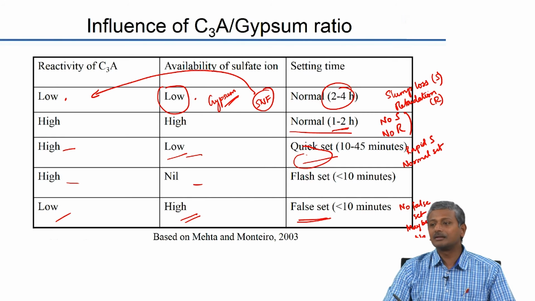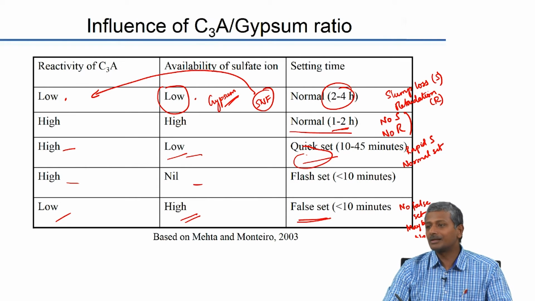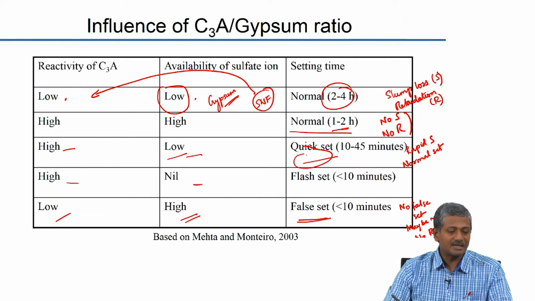So what is the critical situation for us to deal with in all these 5 cases? Of course the fourth case is not really true in regular cement. So we will have to deal with the first 3 cases or the last one. So which is the most critical case for us?